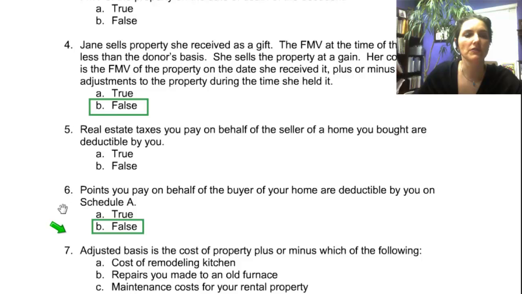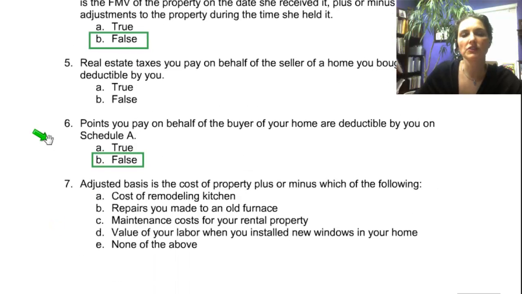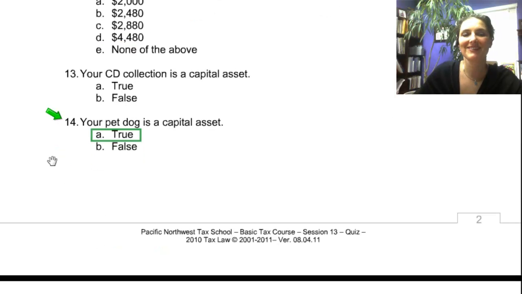The next question we're going to review is question number 6. Points you pay on behalf of the buyer of your home are deductible by you on Schedule A. That is false. Points you pay on behalf of the buyer of your home are not deductible by you on Schedule A, but they are deductible by the buyer of your home. So this is exactly the opposite of the truth. Number 14, your pet dog is a capital asset. That is true. Personal property owned by you that is not held for business use is a capital asset, even if it is the family pet.